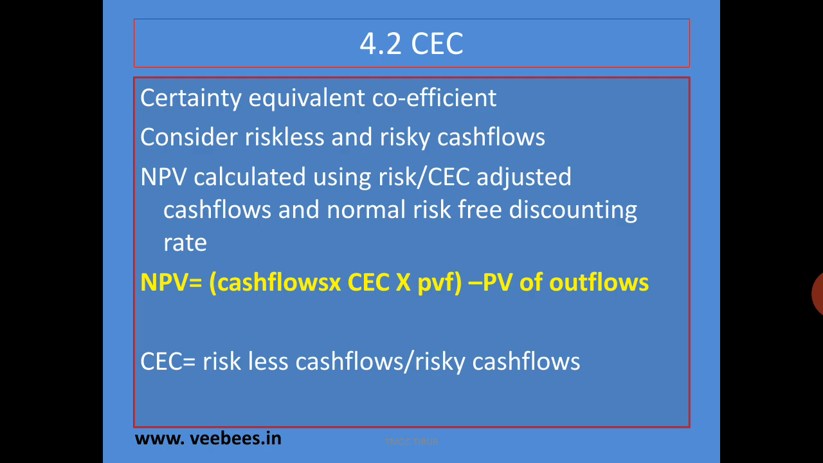It is a risk coefficient. It is calculated using the equation riskless cash flows divided by risky cash flows. For example, if we are taking no risk, our profit is 10,000, but if we are taking higher risk, the profit may be 12,000. So CEC is equal to 10,000 divided by 12,000. That point factor is taken as CEC.